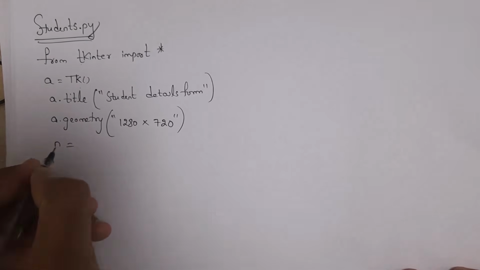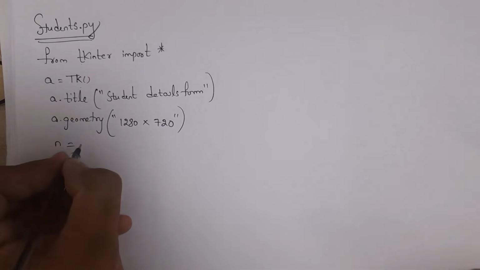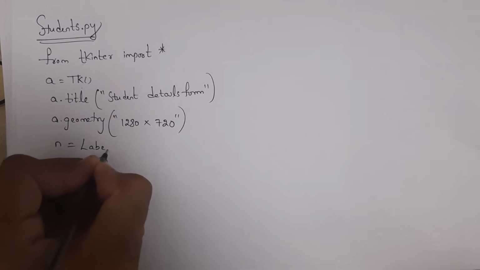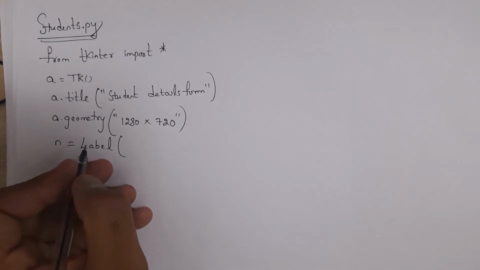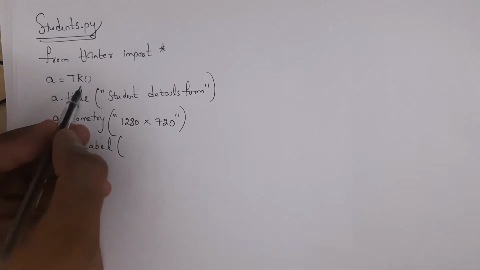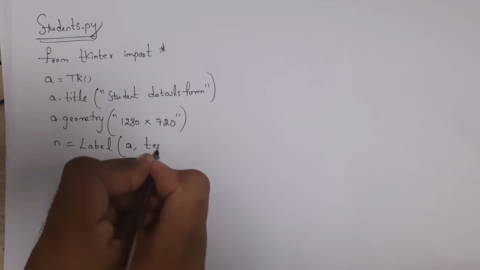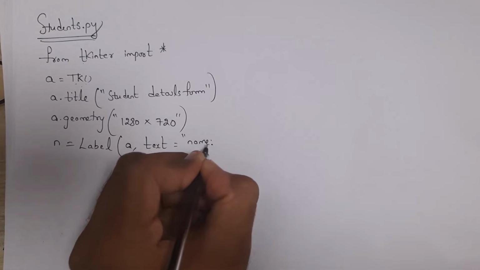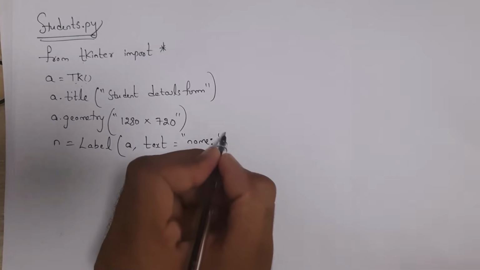n equal to, by using the Label method, we can insert name. So just write here Label. For Label, L is a capital letter. And I want to insert this text inside the window. My window is present in variable a. So just write here a comma. I want to give the text, that is name. Name colon in quotations and close bracket.